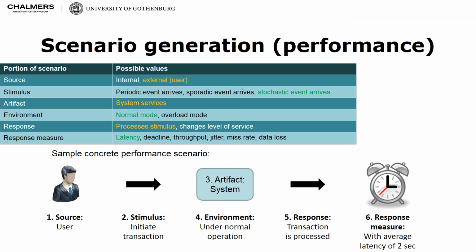Of course, this is just one example, but you can use this table to explore different options or different combinations of the options that are mentioned in the table, and therefore generate different alternative scenarios. And keep in mind that there is a specific table like this one for each of the qualities.